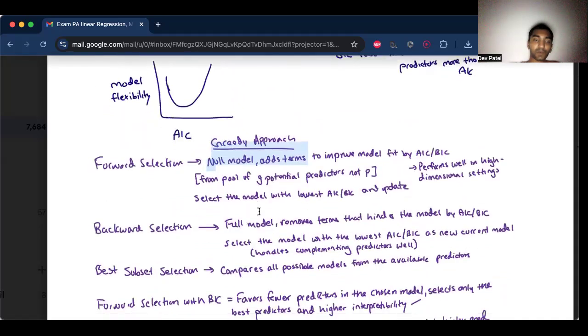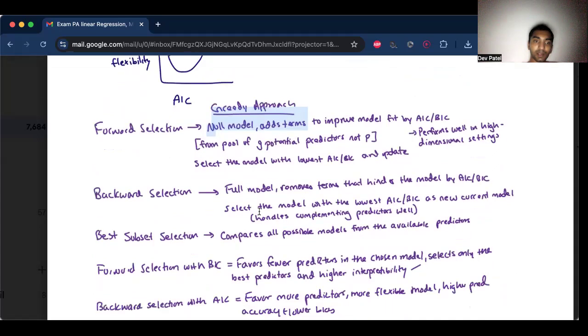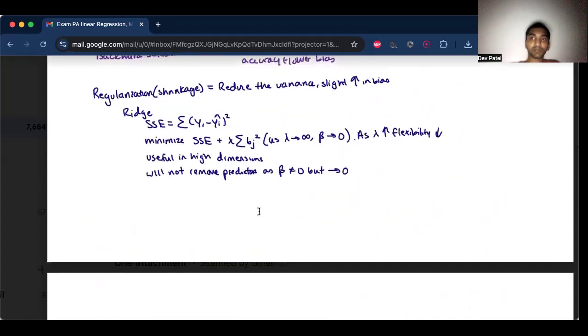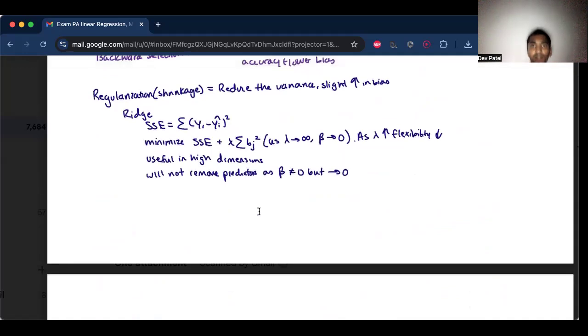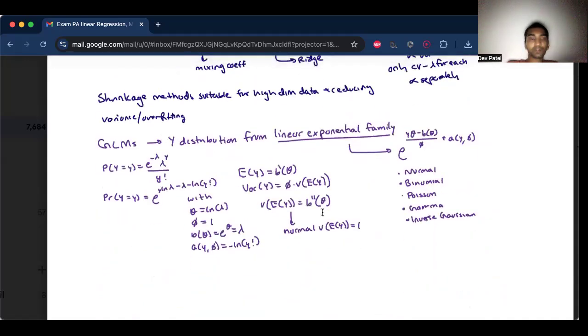And we talked about the different ways we can select and build our model: forward, backward, and best subset selection. We talked about regularization, how it reduces the variance in our data set and increases the bias. We talked about cross-validation, and then we introduced the idea of generalized linear models.